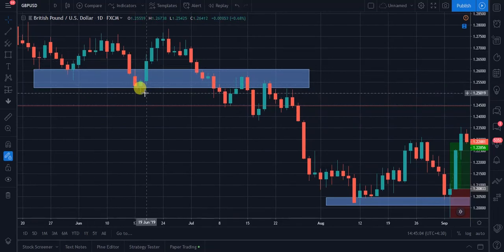Two times price reached here, two times, and the next time, the third time, we can see bearish engulfing or shooting star like this. Okay, here was a good place for sell trade or short trade.